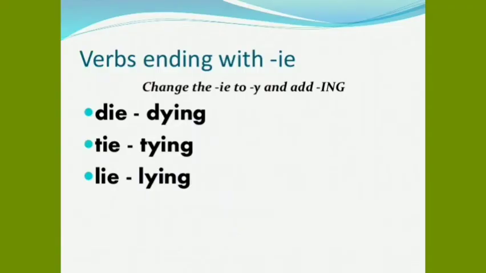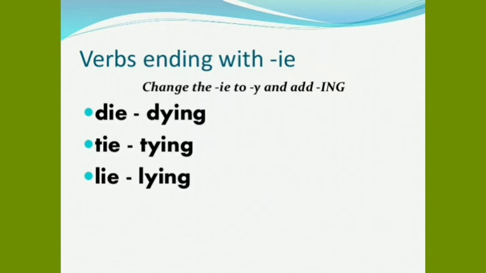So just look: verbs ending with IE. Sometimes you will find some verbs that end with IE. In those cases, you need to change the IE to Y and add ING. Okay. Die, D-I-E. This verb ends with IE. You need to change the IE to Y and add ING. So die will become dying.